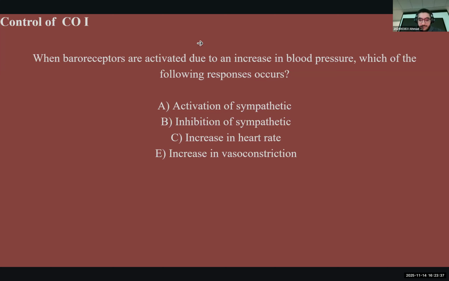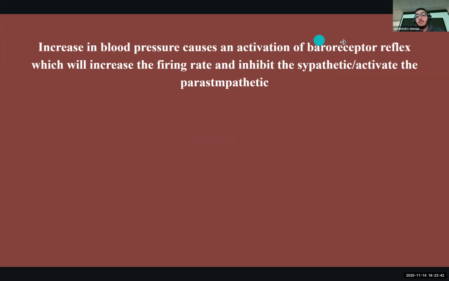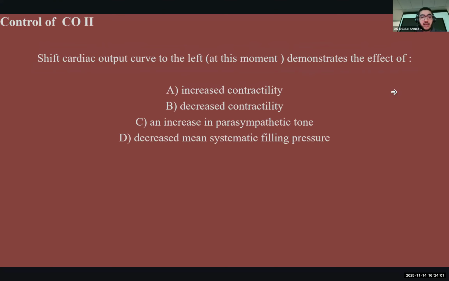Exactly. So basically what I said again, an increase in blood pressure causes an activation of the baroreceptor reflex, which will increase the firing rate and inhibit the sympathetic, or activate the parasympathetic. So is this concept clear? Because you are guaranteed to be asked, because the doctor emphasizes it a lot. He spent like 30 minutes explaining it in the lecture. So okay, let's move on.